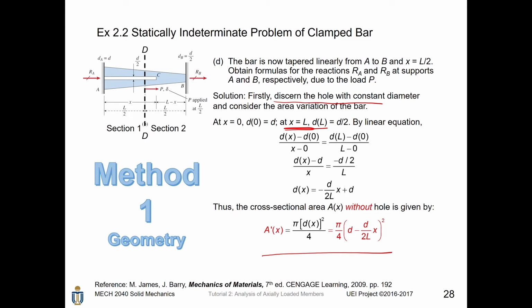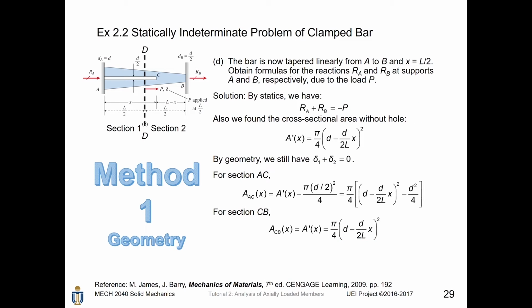Next, we are going to consider the cross-sectional area with hole. By statics, obviously we have RA plus RB equals minus P. Besides, since we've already found the cross-sectional area without hole, we can get the cross-sectional area for sections 1 and 2 respectively. Recall that for section AC, since there is a hole, we consider the cross-sectional area of the hole, which is pi times 1/2 of d squared divided by 4. Then you can write the cross-sectional area of segment AC in terms of x in this form. For section CB, it is rather similar, but there is no hole. Therefore, you don't need to subtract this term from the A prime of x. Therefore, the cross-sectional area for segment CB is like this.